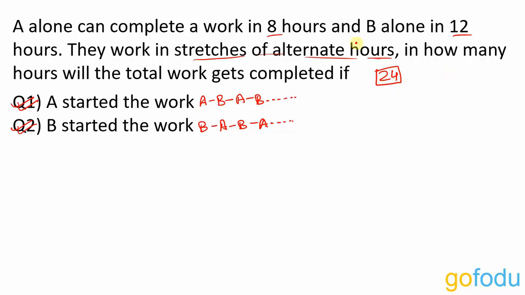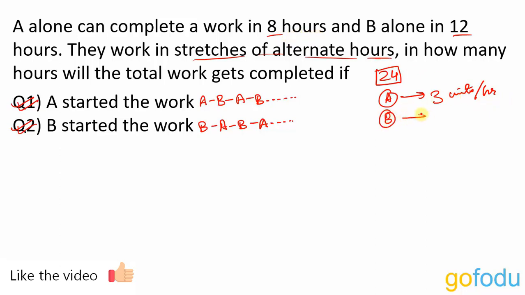Now A takes 8 hours to finish 24 units of work. That means in 1 hour A must be doing 24 upon 8, 3 units per hour. This will be per hour, not per day, because the unit of time here is given in hours. Rate of B will be 24 divided by 12, that is 2 units per hour.